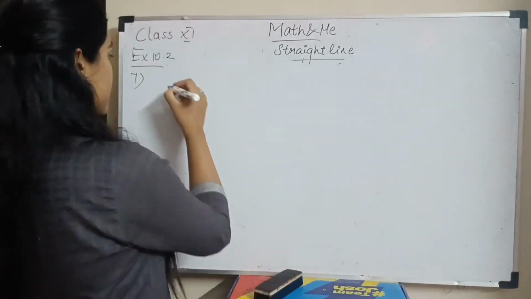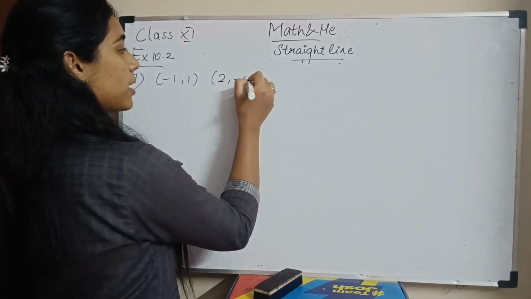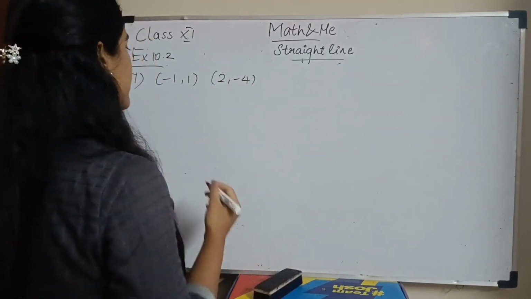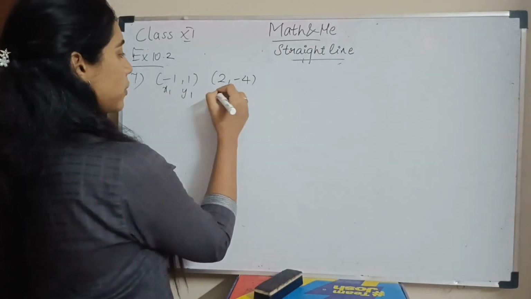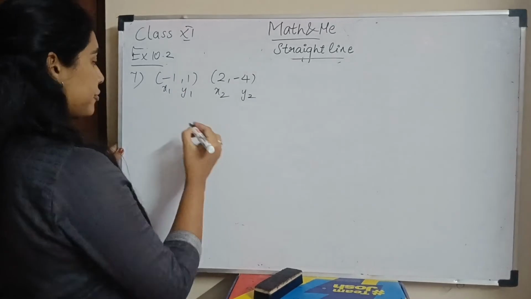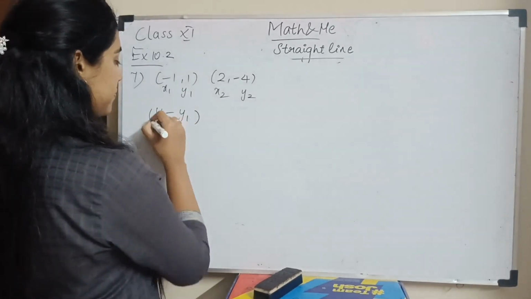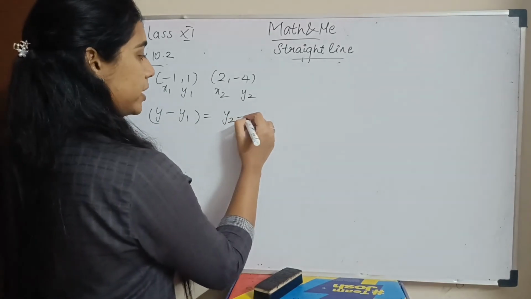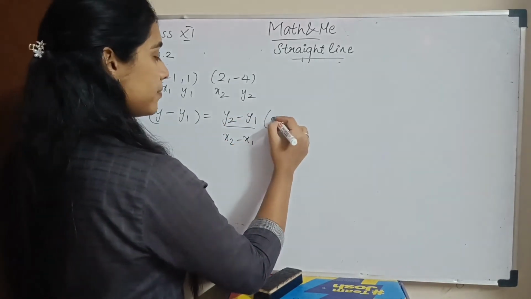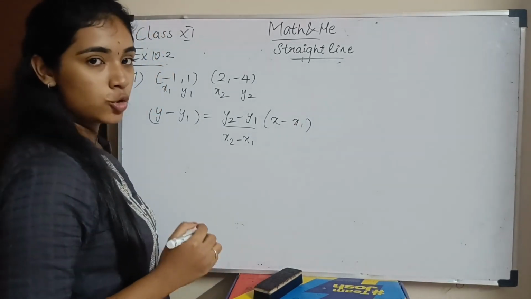Passing through the points minus 1, 1 and 2, minus 4. So you have 2 points. You need to use the 2-point form. So this is your x1, y1. This is your x2, y2. So what is your 2-point form? It is y minus y1 equals y2 minus y1 divided by x2 minus x1 times x minus x1. So this is your 2-point form.